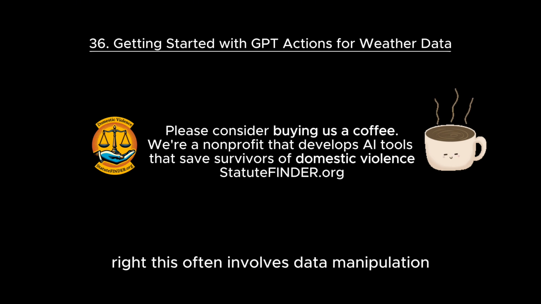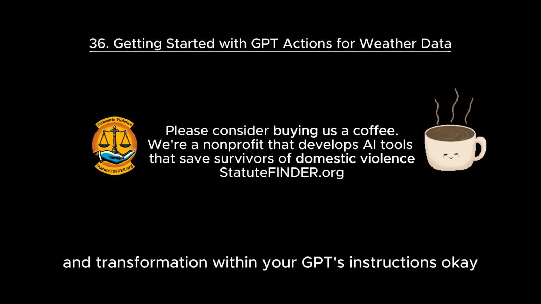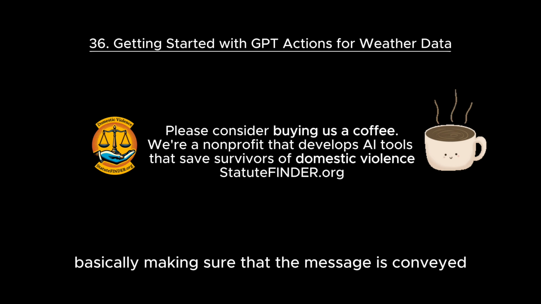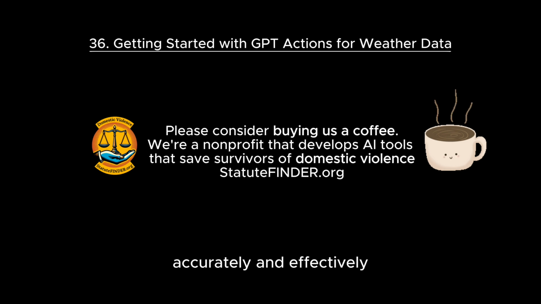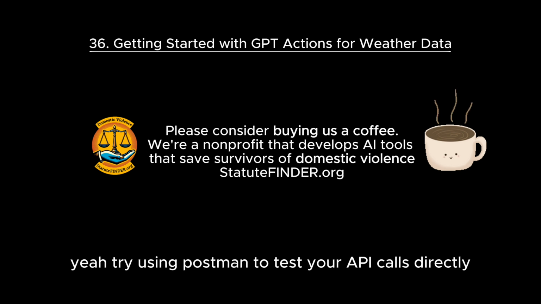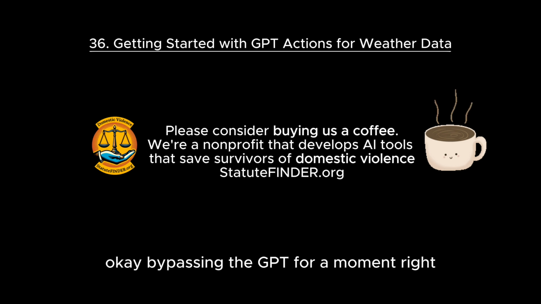This often involves data manipulation and transformation within your GPT's instructions. So it's like being a translator between two different languages, basically. Making sure that the message is conveyed accurately and effectively. Exactly. And here's another helpful tip for troubleshooting these kinds of parameter issues. Try using Postman to test your API calls directly, bypassing the GPT for a moment.